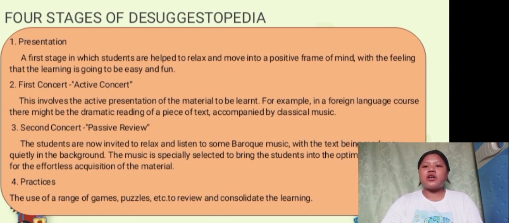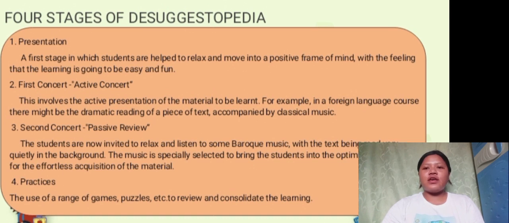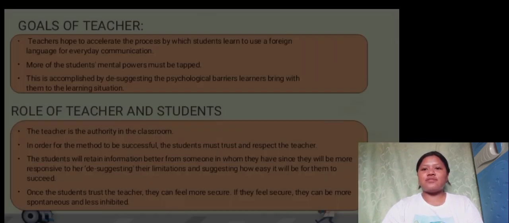The students are now invited to relax and listen to some baroque music with the text being read very quietly in the background. The music is especially selected to bring the students into the optimum mental state for the effortless acquisition of the material. And lastly, we have practice, the use of a range of games, puzzles, etc. to review and consolidate the learning.